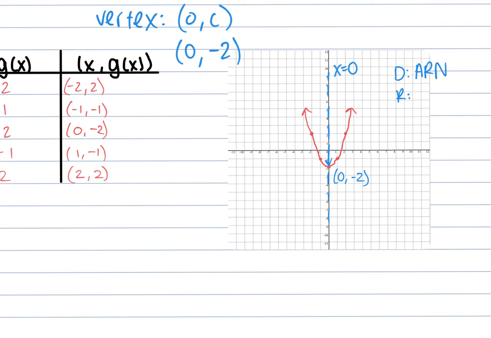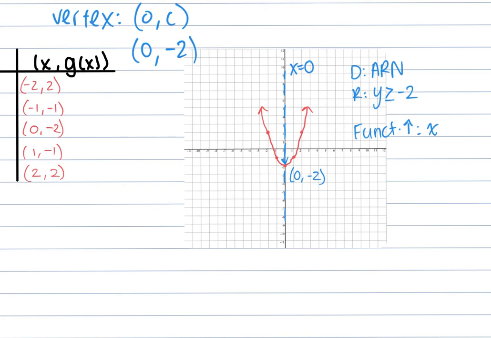So what's the range? Cody? Y greater than or equal to negative 2. Excellent. Where's my function increasing? This is the hard one. Brandon? When x is greater than 0. Good. When x is bigger than 0. Do you see how my graph is going up over here to the right of 0?